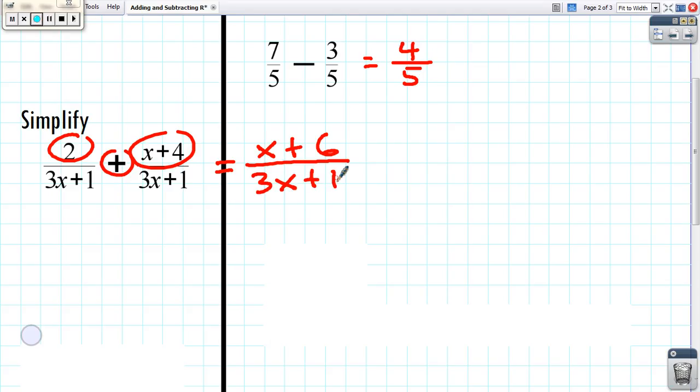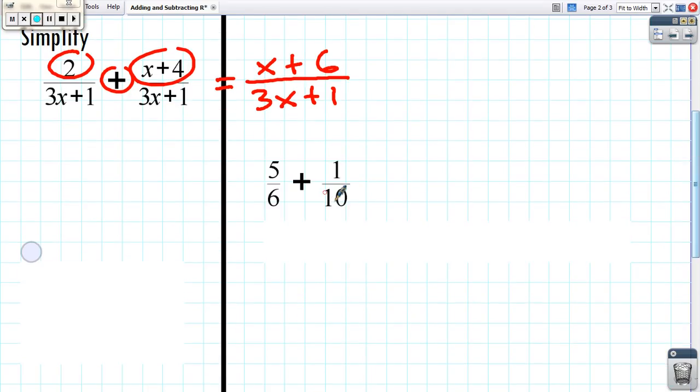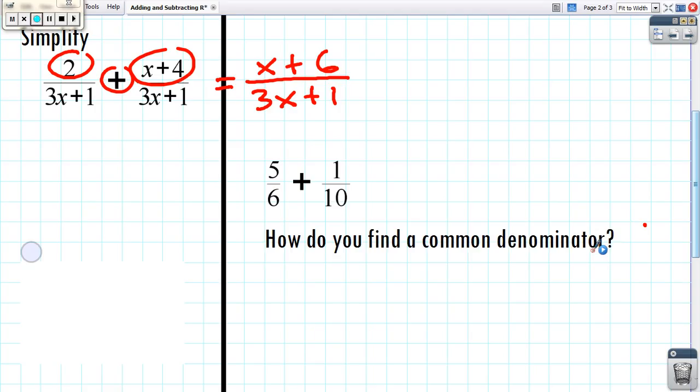Now, the question comes up though, what do you do when the denominators are not the same? Like this problem right here, 5/6 plus 1/10. Well, in this case we look to see how we can create a common denominator. Normally we would do this in our heads and look for a least common denominator between 6 and 10, but because our problems are going to get more complicated, we want to break it down in terms of what we do in our thinking.